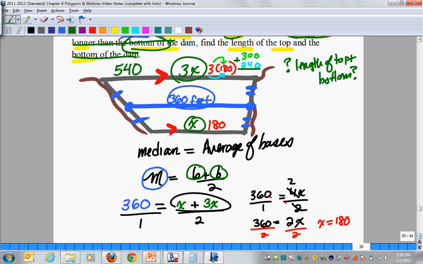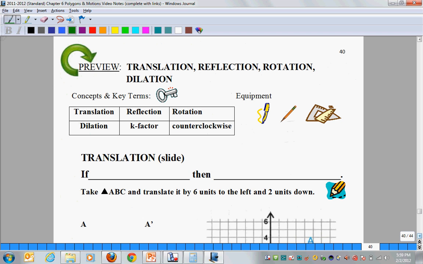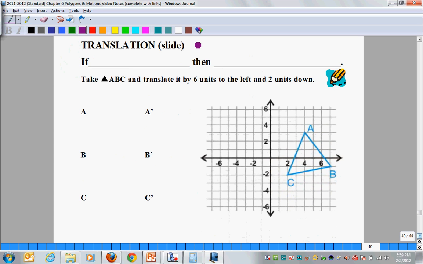It's a good recap. Now let's talk about how we can make things move on the coordinate plane, including trapezoids. There's 4 things that we're going to be doing. They're called translation, reflection, rotation, and dilation. Now, you have seen these before. Translation is what we call a slide. That's where you just take one image and slide it to the right.